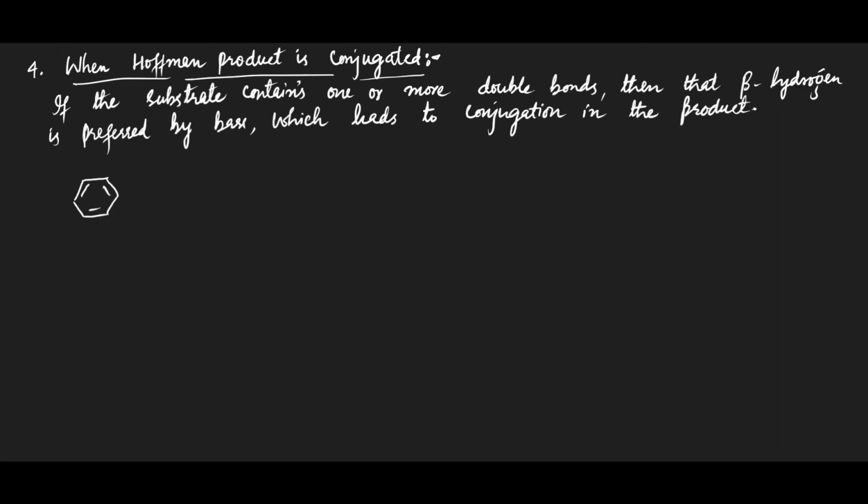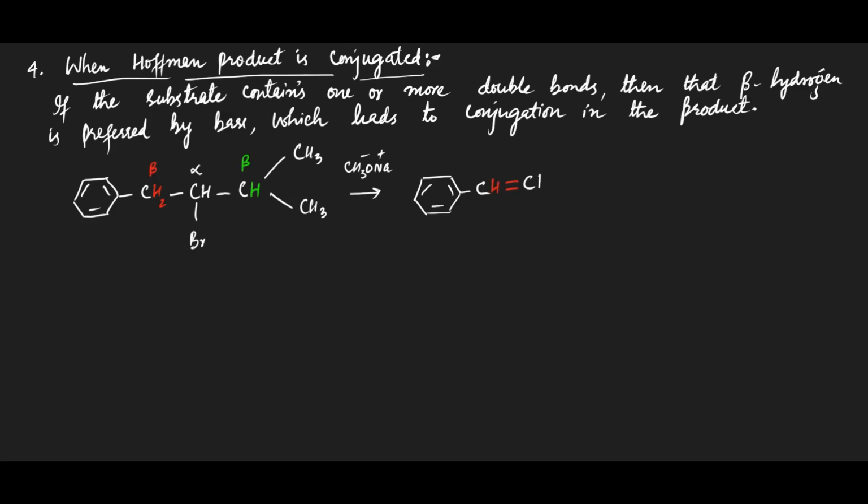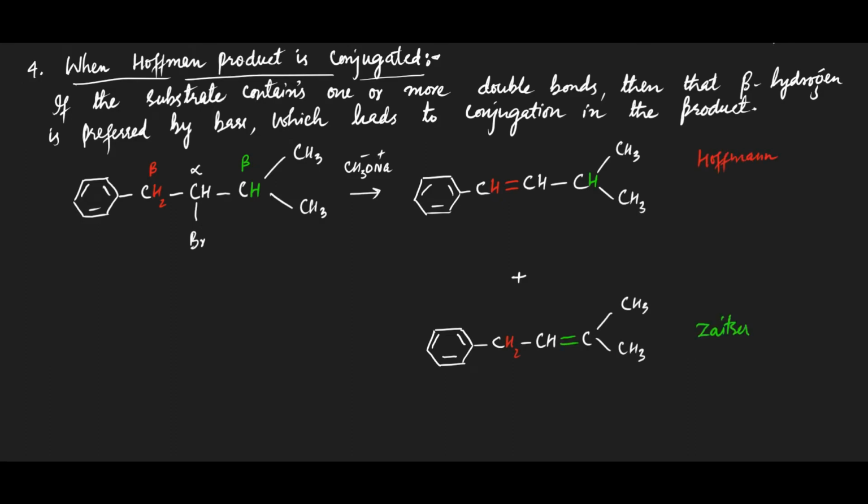Consider this alkyl bromide substrate. It has secondary beta hydrogen shown in red color and tertiary beta hydrogen shown in green color. The abstraction of red hydrogen gives this less substituted alkene product, whereas abstraction of green hydrogen gives this more substituted alkene product. We call this Hofmann and this Zaitsev product.